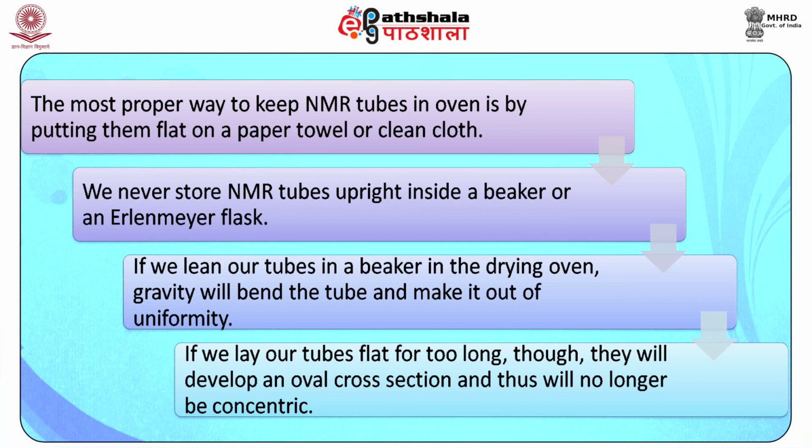If we lean our tubes in a beaker in a drying oven, gravity will bend the tube and make it out of uniformity. If we lay our tubes flat for too long, though, they will develop an oval cross section and thus will no longer be concentric as we want them to be.